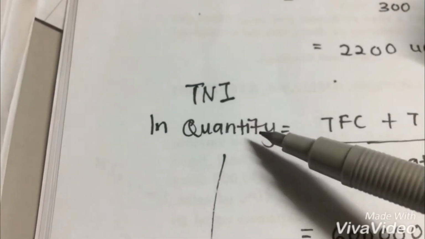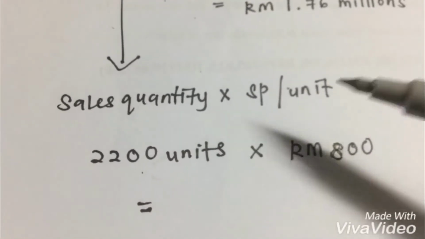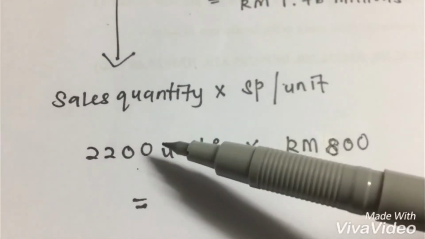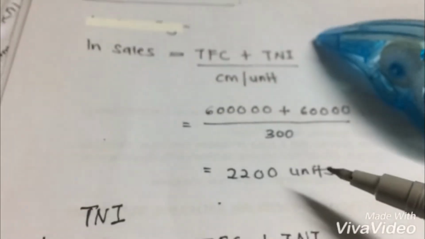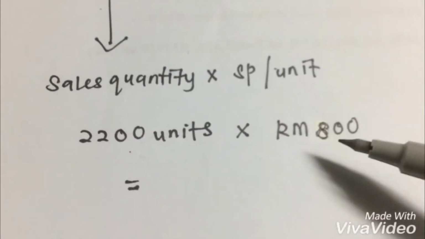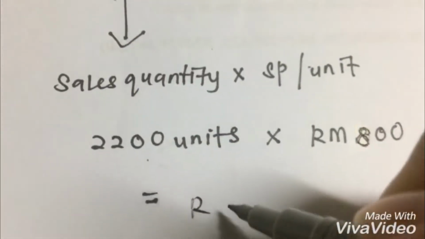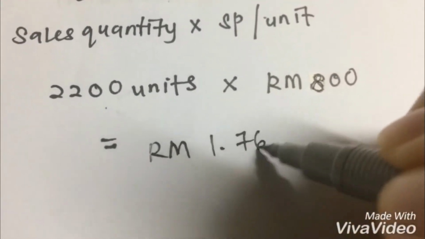Another way to calculate the target net income in amount is to use this formula, which is sales quantity times selling price per unit. Our sales quantity is the first thing that we did just now, the target net income in sales, where we get 2,200 units. So we put it here and times our selling price per unit, which is 800 ringgit, and you will get RM 1.76 million.